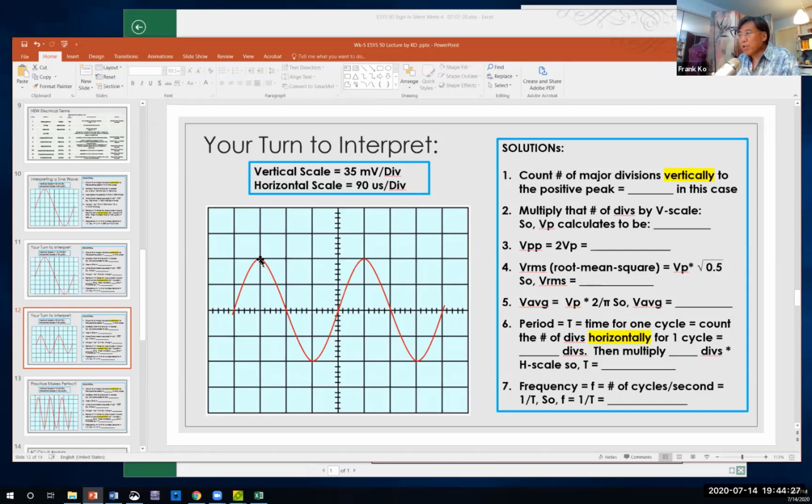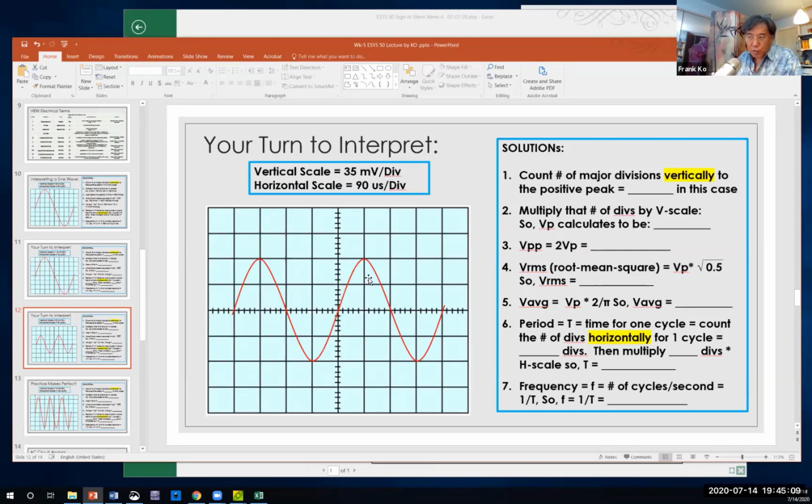Yeah. So you need to count the number of divisions horizontally for one cycle. How many divisions do you count? 8. Wait. One cycle. How do I define one cycle? Where the waveform begins on the far left, up to 90 degrees, down to, look at my slide image. Right here is 0 degrees. It goes up to 90, comes down to 180, goes to a negative 270 degrees, negative peak, back up to 360. One cycle is a 360 degree rotation.